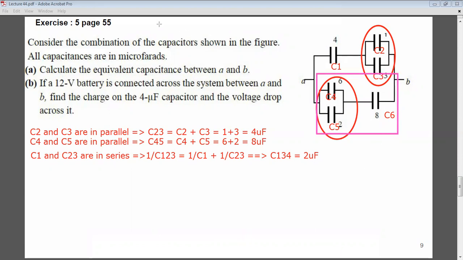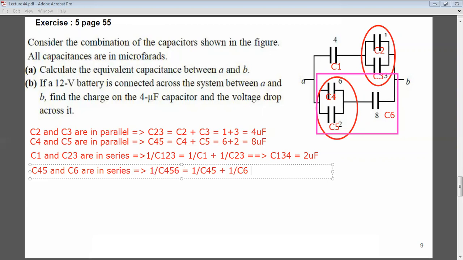Now I will do the same for C45 and C6. Okay, they are also in series. So C45 and C6 are in series, implies C456 is equal to 1 over C45 plus 1 over C6. 1 over C456 implies, just plug the numbers and I will get C456 is equal to 4 microfarad. Okay.